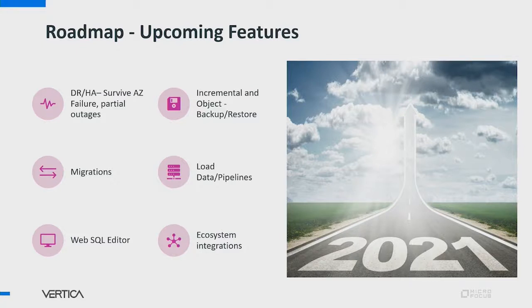We will be adding migrations from different databases into Vertica Eon Accelerator, from on-prem systems to cloud systems, and from enterprise systems to Eon systems. So a different series of migrations will be added. Over time, we will add support for data pipelines, loading from S3 or other streams like Kafka or other sources. We will add a web SQL editor, and we may add a bunch of other ecosystem integrations by working with our partners to enable different use cases there.